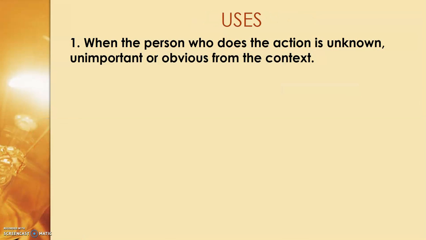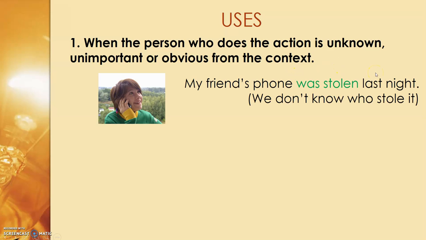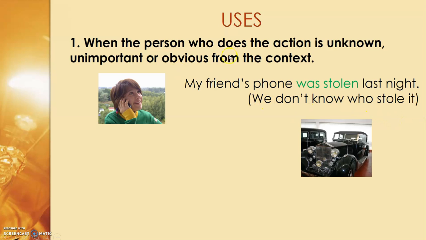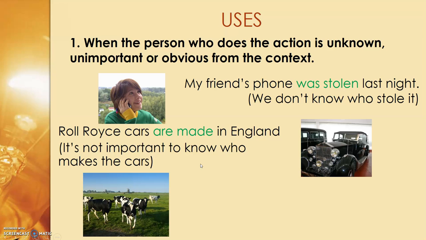So number one is when the person who does the action is unknown, it's unimportant, or it's too obvious from the context. Okay, let's see the first case. My friend's phone was stolen last night. We don't know who stole it, right? So that's the first situation, that is unknown. The second is this: Rolls-Royce cars are made in England. So it's not important to know who makes the cars, just that they are made in England.